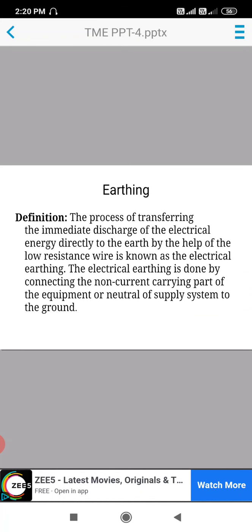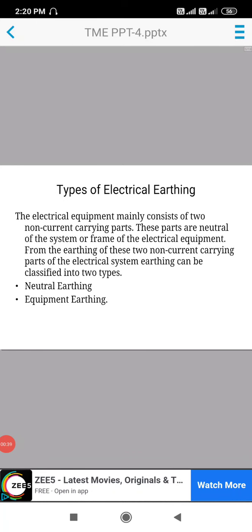The first one is earthing: the process of transferring the immediate discharge of electrical energy directly to the earth with the help of a low resistance wire is known as electrical earthing. Electrical earthing has two types. The first one is neutral earthing and the second one is equipment earthing.